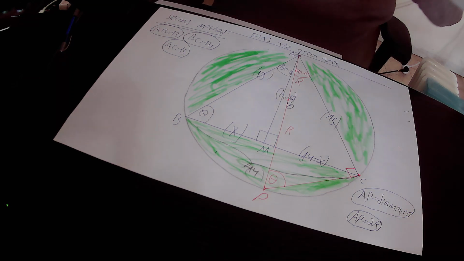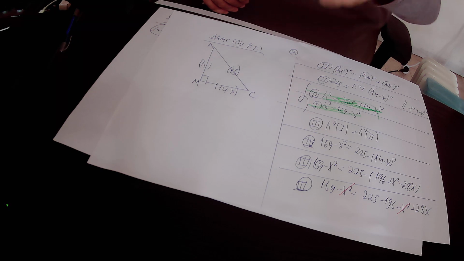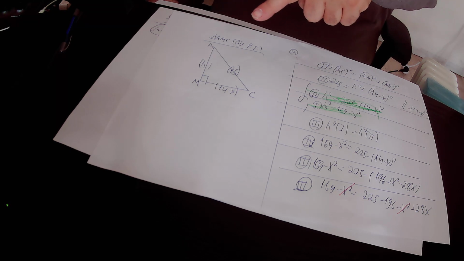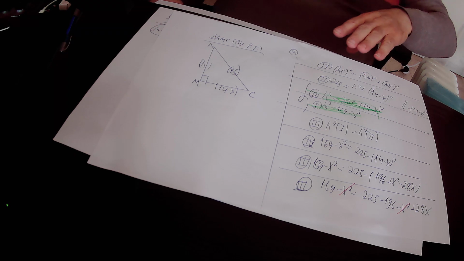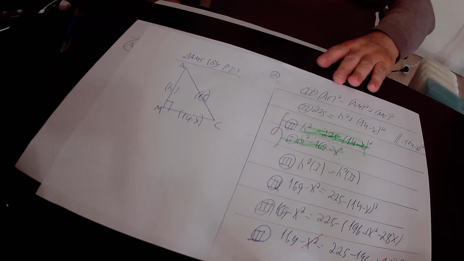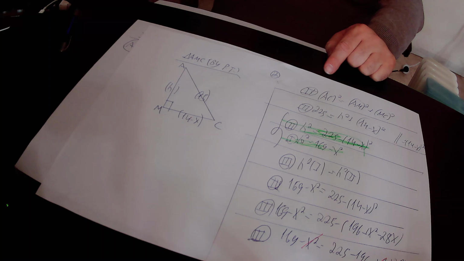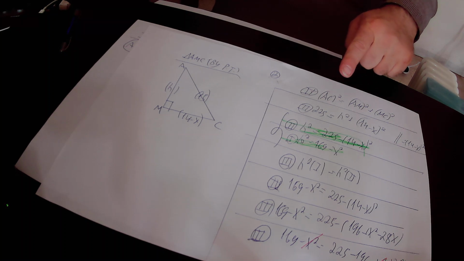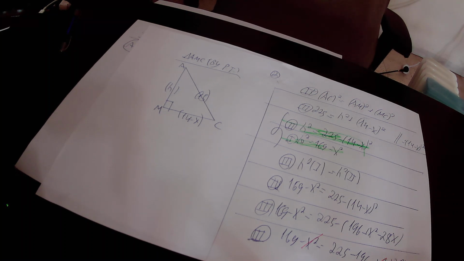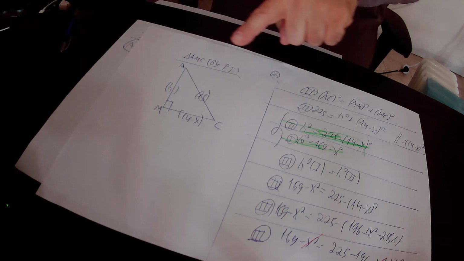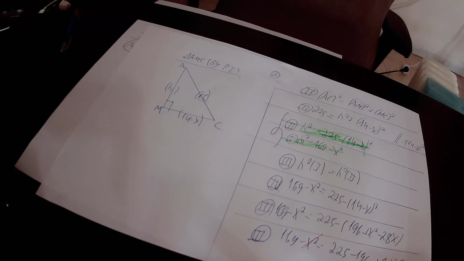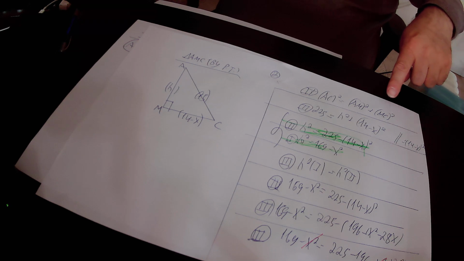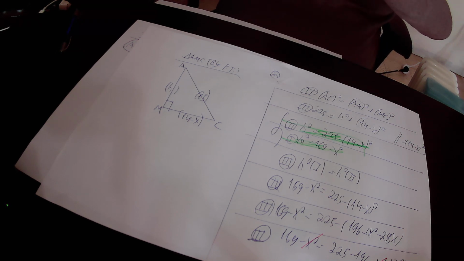So actually, this is the right triangle AMC that I copied from the original drawing. In this right triangle AMC, AC square equals AM square plus MC square. Okay, AC is 15, therefore AC square is 15 square, that is 225, plus AM square. AM is 8, therefore AM square is 8 square, plus MC square. MC is 14 minus X, therefore MC square is (14 minus X) square.